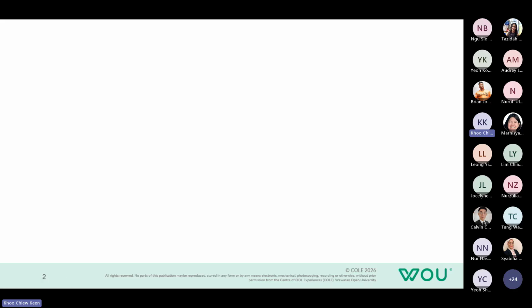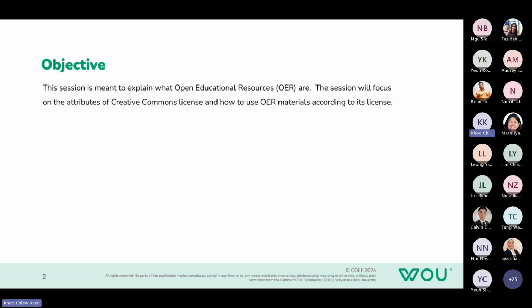So our objective today basically is to explain what OER content is, and we'll focus on the attributes of the Creative Commons license and how to use OER materials according to its license at WOU.